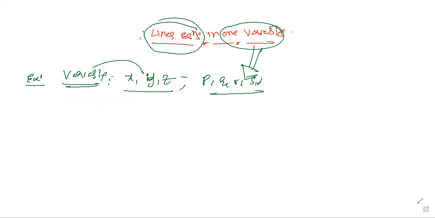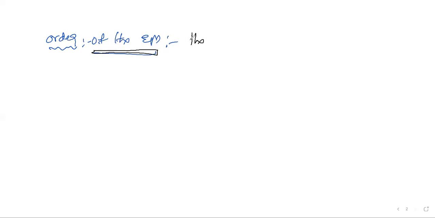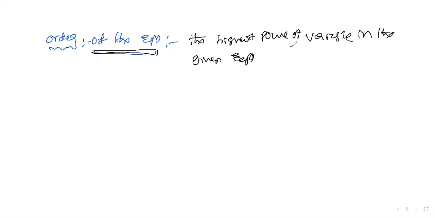Then coming to linear equations, first of all, what are the types of equations available? Before going to that, we need to understand what the order of an equation is. First I'll explain the order of the equation, then I'll move forward. The order of the equation is nothing but the highest power of the variable in the given equation.